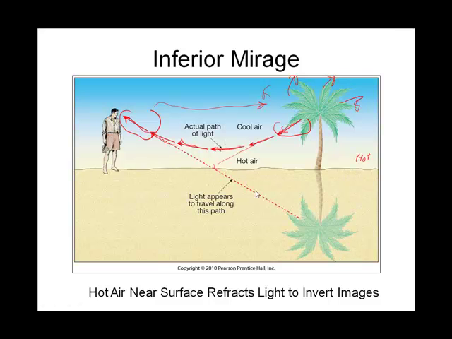So actually he sees two palm trees. He sees the normal one, and then he sees an upside down one here. This is called an inferior mirage, below the horizon. Kind of cool, kind of cool.